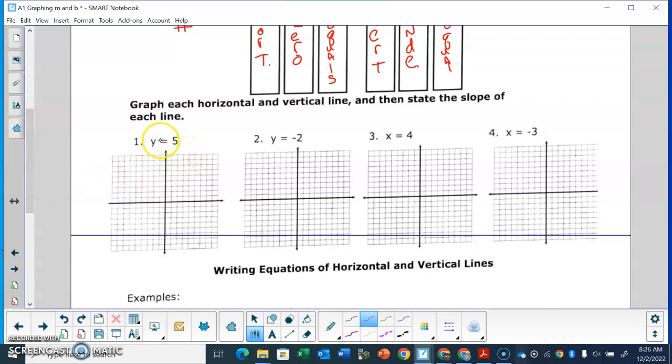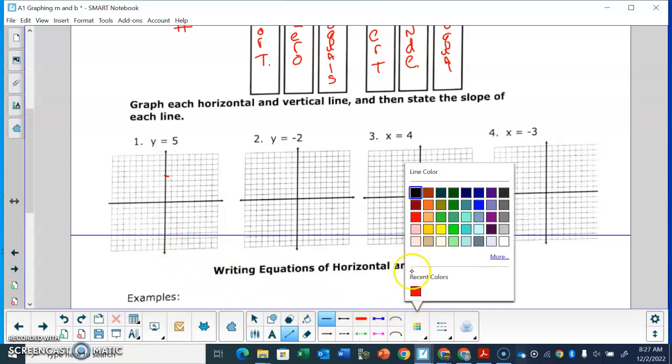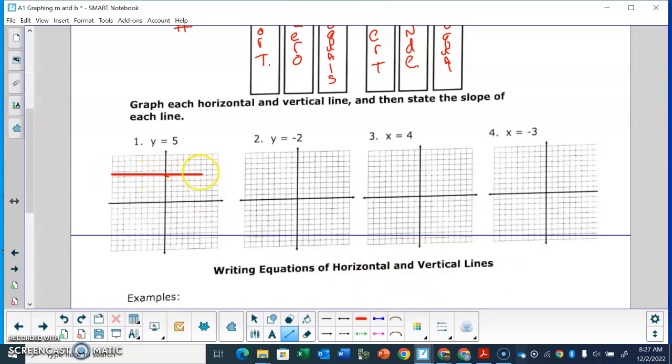So this one's y equals 5. So no matter what x is, it's going to equal 5. So 1, 2, 3, 4. And let's see if I count that right. 1, 2, 3, 4, 5. So right here, and we're going to have a horizontal line going across at 5. I'm going to scoot that down a little bit. Okay.